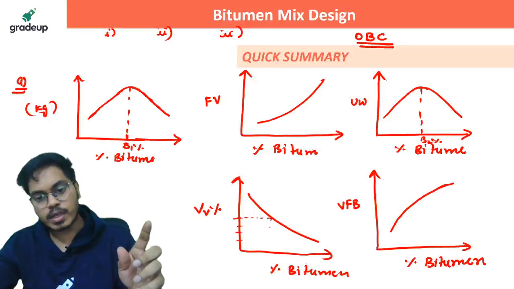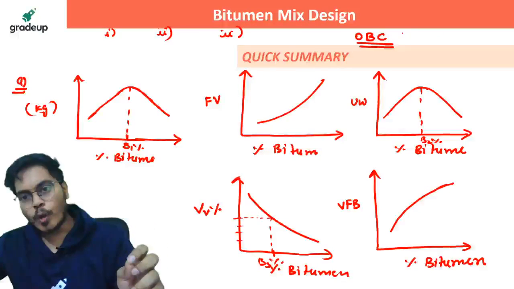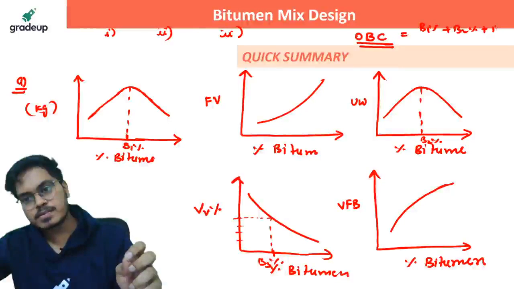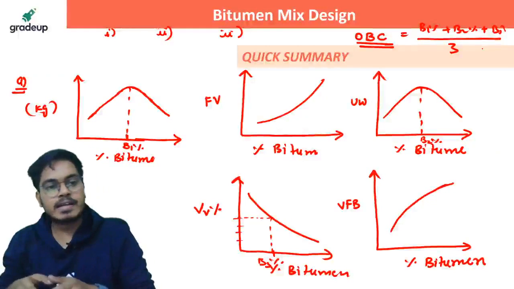Corresponding to this, whatever will be the percentage bitumen, say for example, this is B3%. So optimum binder content is (B1% plus B2% plus B3%) divided by 3. This is how you get the value of optimum binder content.